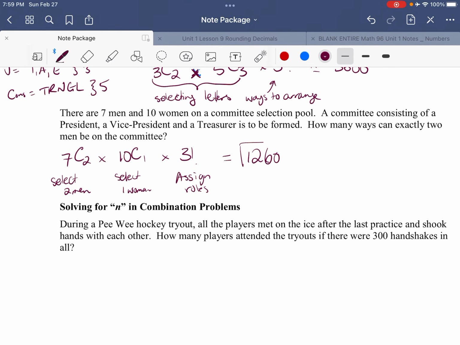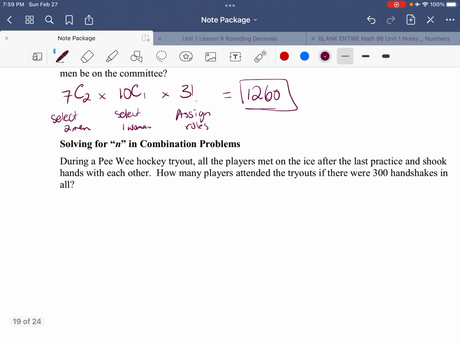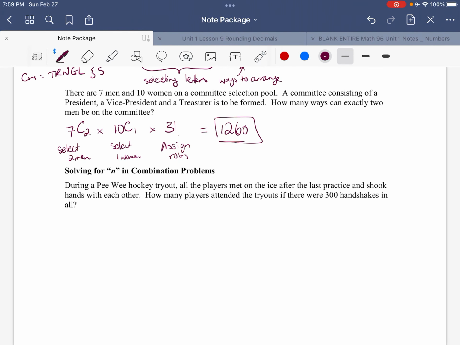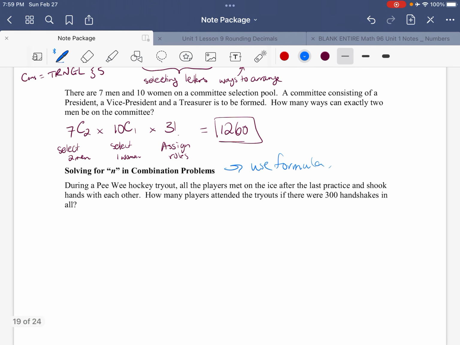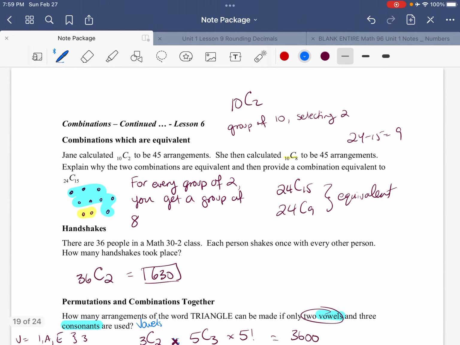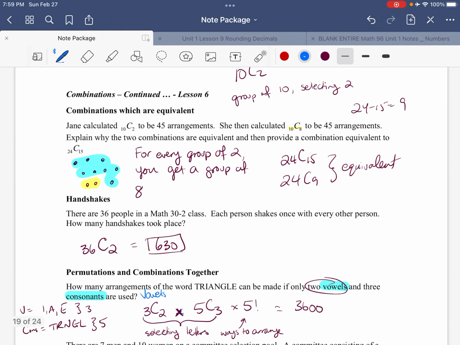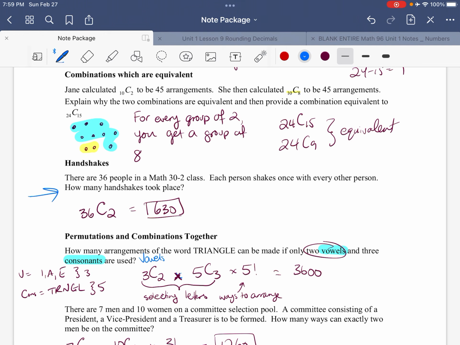All right, our last example here, solving for n in a combination problem. So this is where you need to use the formula. Okay, that's on your formula sheet. So during a PB hockey tryout, all the players met on the ice and shook hands. How many players attended the tryouts if there were 300 handshakes? So this is a handshake problem, so it's going to be very similar to this one.